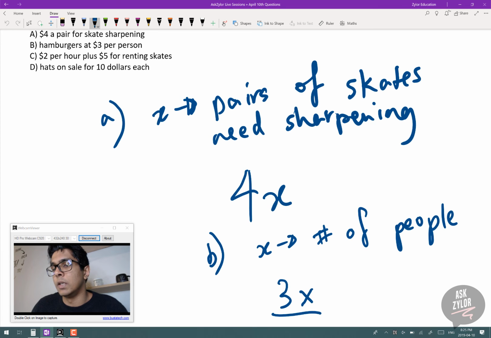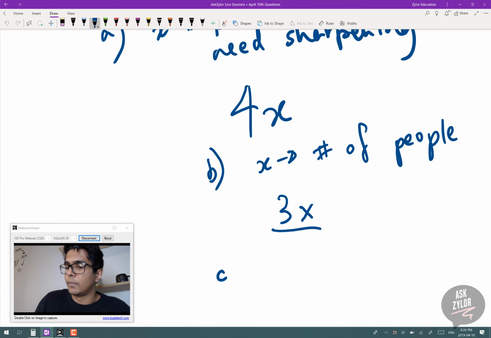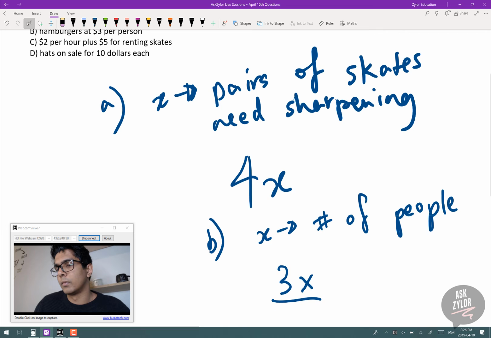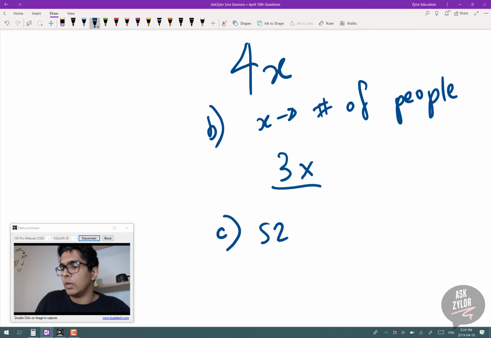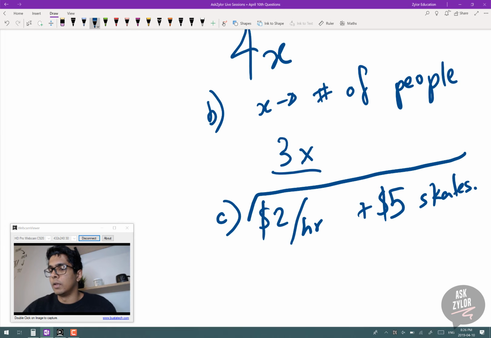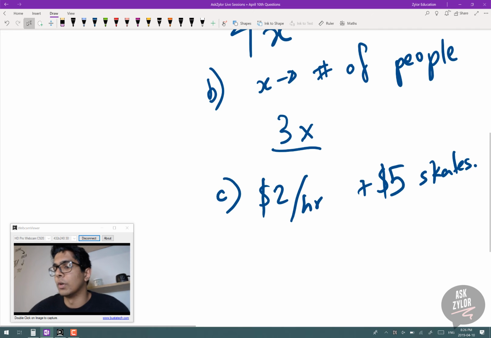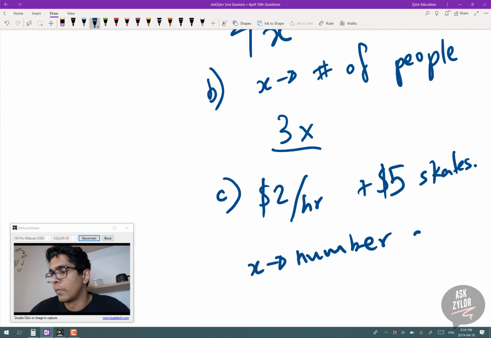C is a little different. C is $2 per hour plus $5 for renting skates. So it's $2 per hour and $5 for skates. If we look at this word equation, it tells me that it's $2 per hour plus $5 for the skates. The only thing that's changing is how many hours I'm using the skates for, right? So I'm going to introduce a variable that tells me how many hours I have. I'll say x is the number of hours.